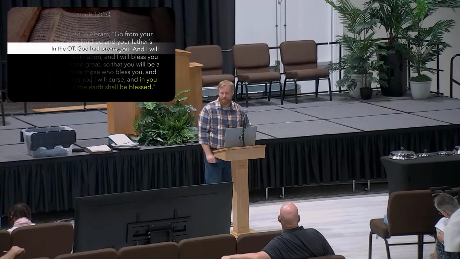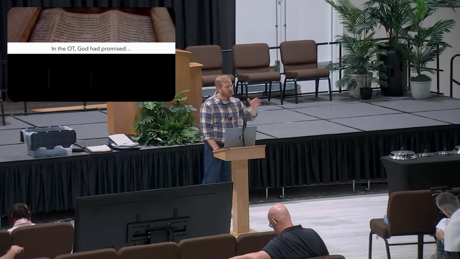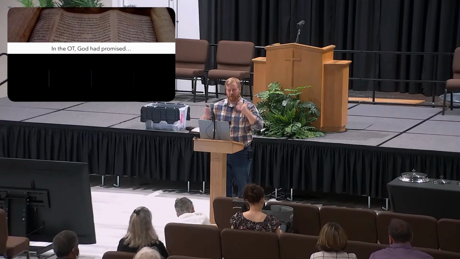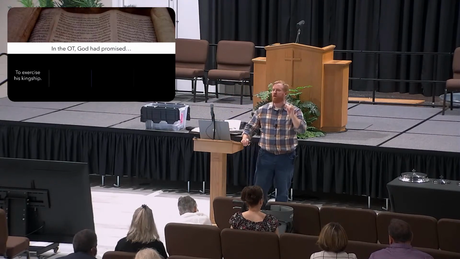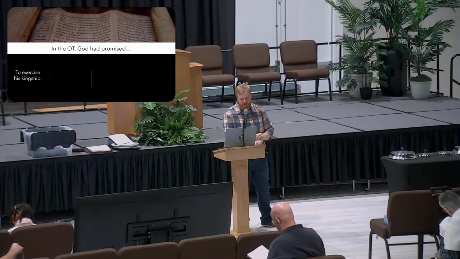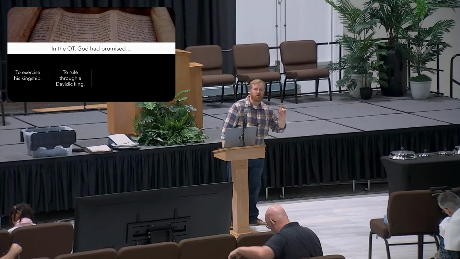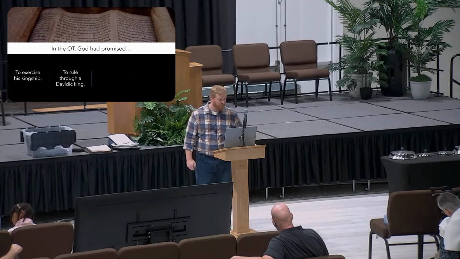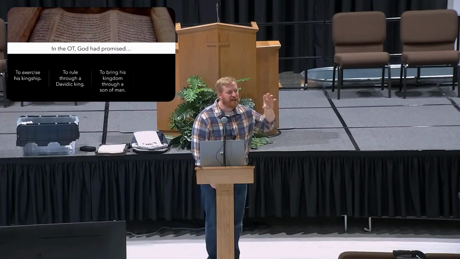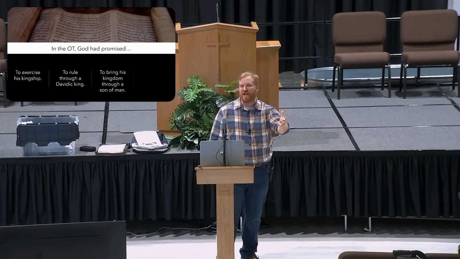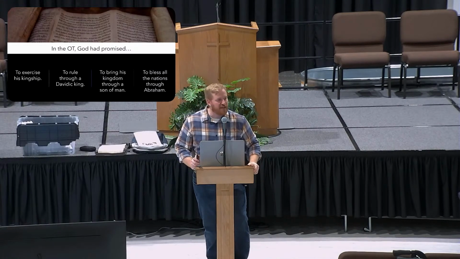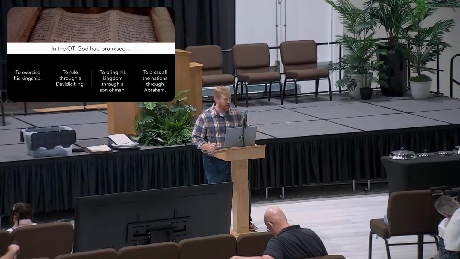Now, let's just wrap this up. What we've seen in the Old Testament is that God is promising these things. Obviously, this is very selective, but these are the things we've seen this morning. God has promised to exercise His kingship. We saw that in Isaiah 40, as well as in Daniel 2 and 7. We saw that God promised to rule through a Davidic king, which is what He promised in Ezekiel 37. We saw that God promised to bring His kingship to earth through a Son of Man. And then finally, we saw that God had promised to bless all nations through Abraham.